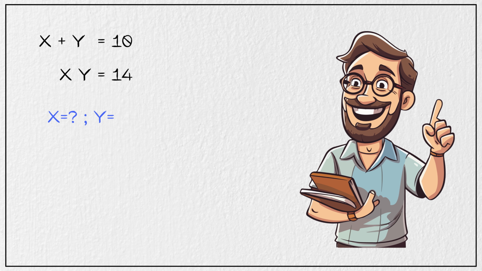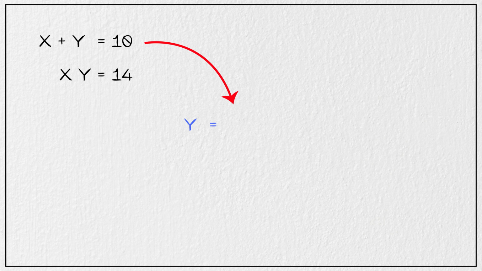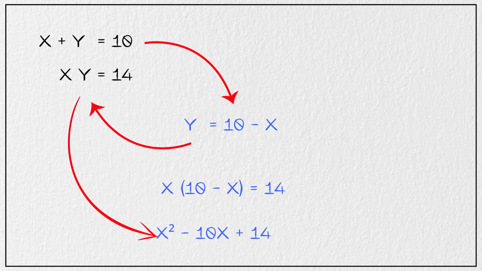We are given that x plus y is equal to 10, and x times y is equal to 14, and our goal is to find the values of x and y. Now, there are many ways to solve this type of problem. For example, we could express y as 10 minus x and substitute y into this product, and form a quadratic equation like this, and solve it.